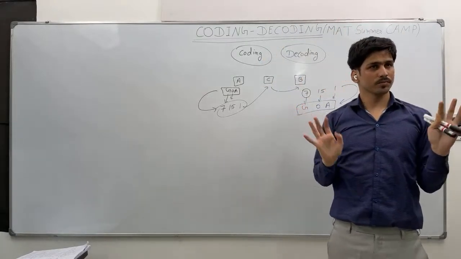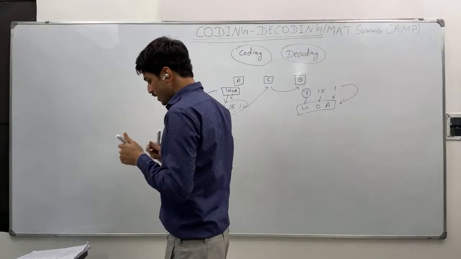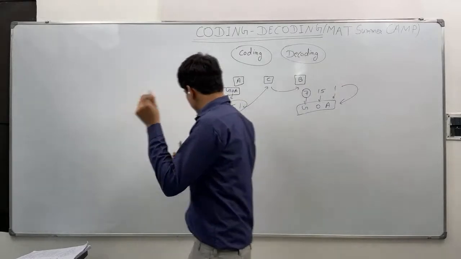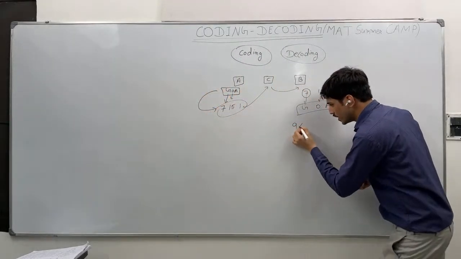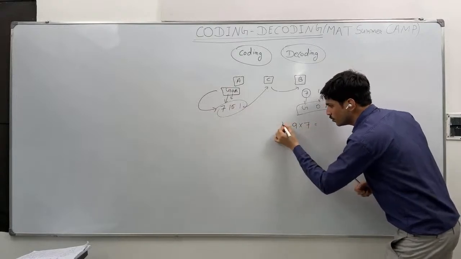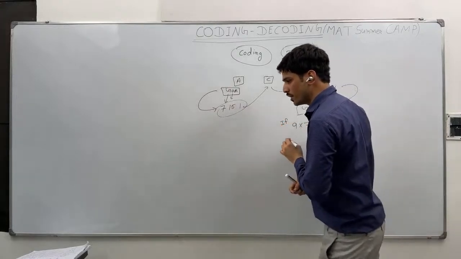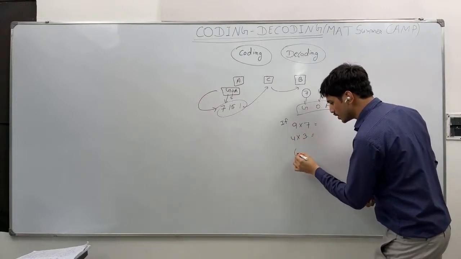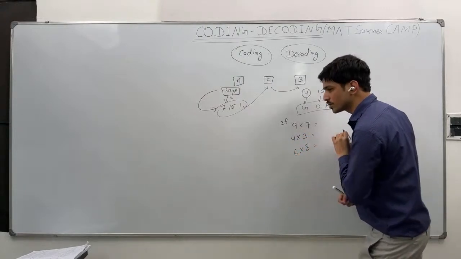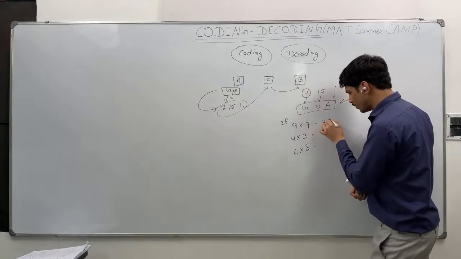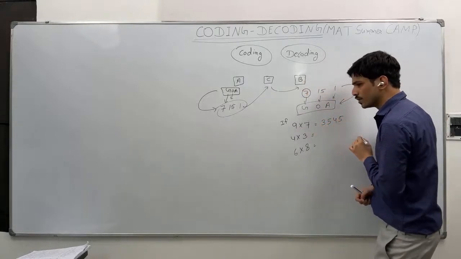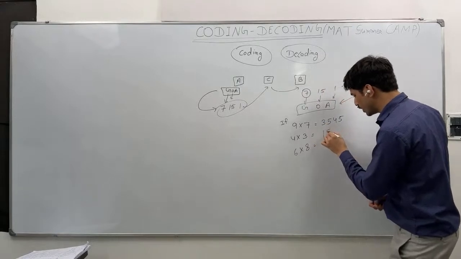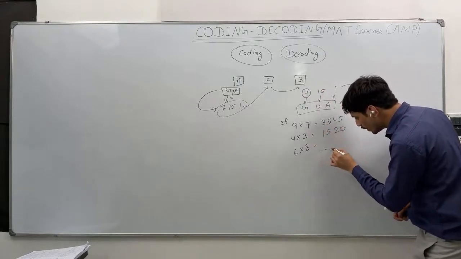Clear? Okay. Now let's say I ask you a simple question. Let's say I write 9 into 7, then 4 into 3, then 6 into 8. I'll ask two questions. First, I'm writing 35, 45. Then we have, let's say, 15, 20. Now tell me what will come here.